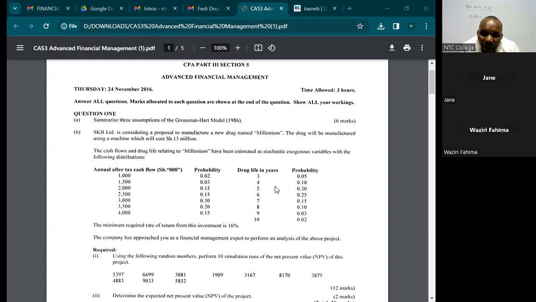That is the first thing or the first step that you have to consider. Whenever you see probability, just know that that probability will help you to get the random number. And even when you move down, you will see them talking about random number.